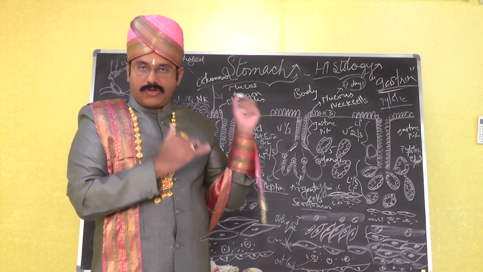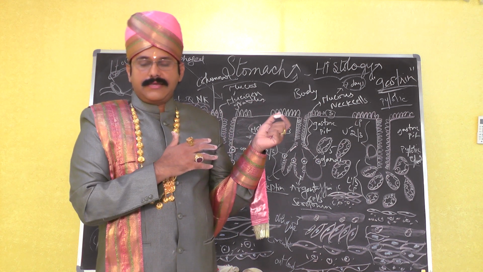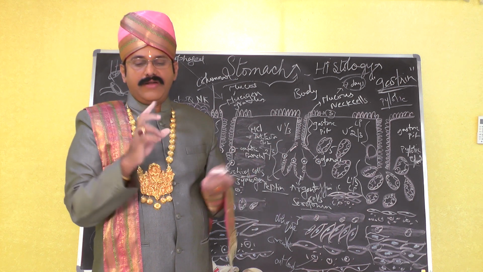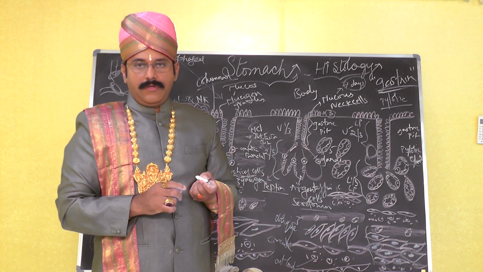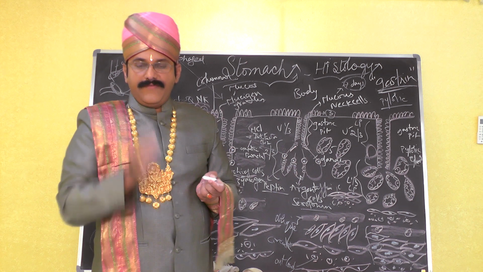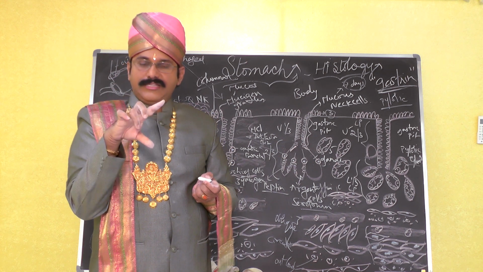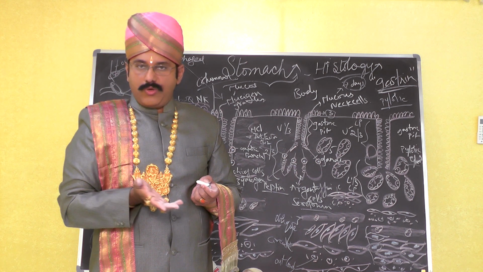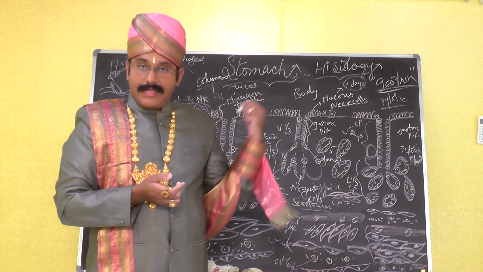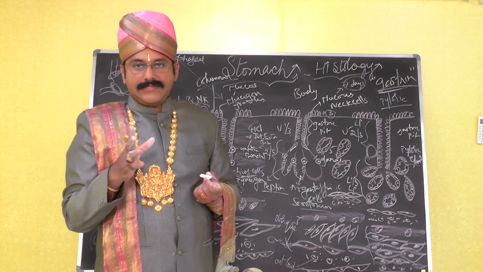You know, when we talked about the trachea and the other epithelia, we discussed the goblet cell, the unicellular cell that secretes mucus. We have discussed that. But here we don't have any mucus cells.